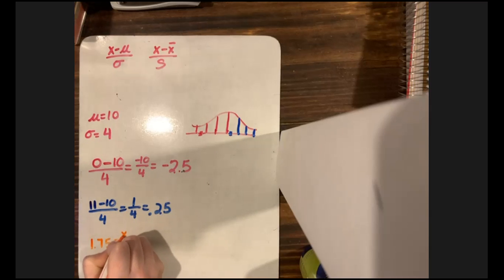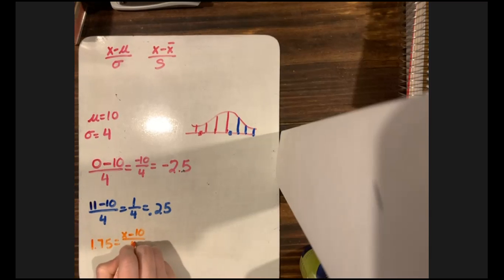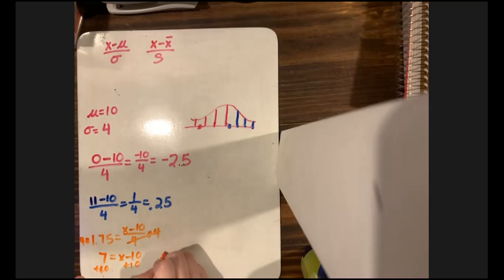Now, for the third one, it asks us what number has a Z-score of 1.75. So in this case, we don't know the X, but we do know the rest. So we're going to start by multiplying the 4 onto both sides, and that's going to be 7 equals X minus 10. And then we're going to add the 10. So just some real straightforward algebra here. And I get 17 equals X.